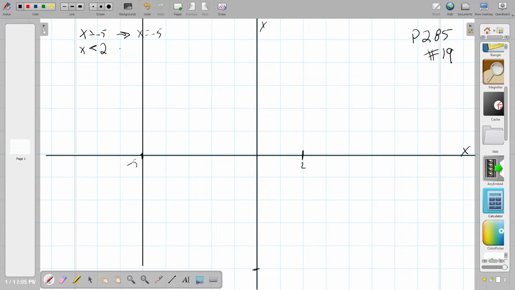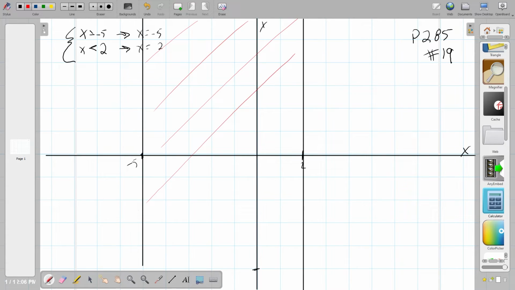So again, we're going to want to do x equals 2. So we'll take this line right here, x equals 2, and on this line, this is the x value, it's 2, the whole line, right? So then, to satisfy this system of inequalities, x greater than -5 and less than 2, it would be anything in between those two lines.